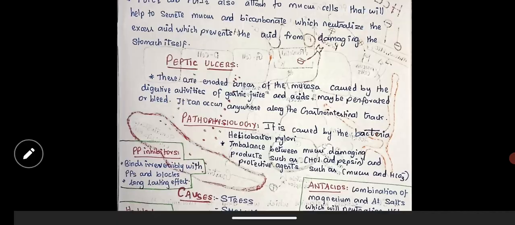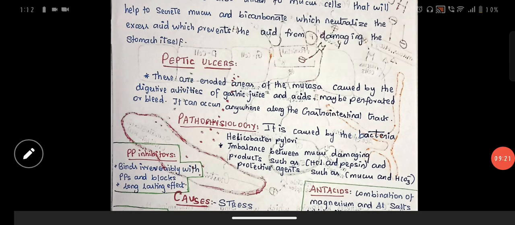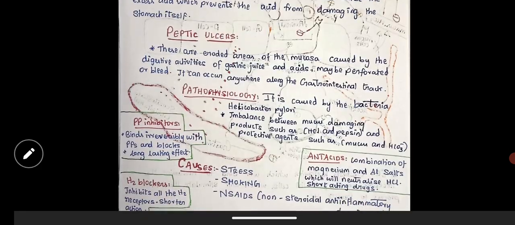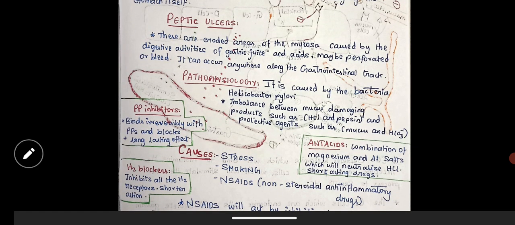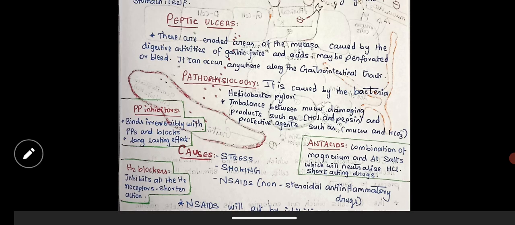Okay, first one is peptic ulcer. Peptic ulcers are eroded areas of the mucosa caused by the digestive activities of the gastric juice and acids, and may be perforated or bleed. It can occur anywhere along the gastrointestinal tract. Then pathophysiology: it is caused by the bacteria Helicobacter pylori, and an imbalance between mucosa-damaging products such as HCl and pepsin and protective agents such as mucus and bicarbonate. This is the pathophysiology of the peptic ulcer.